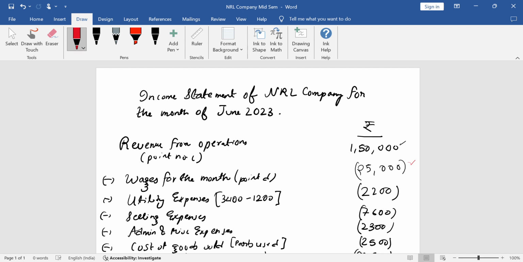Then we have utility expenses amounting to rupees 3,400, which has been paid, but out of which only 2,200 is relevant for June. Why? The logic behind this is that the 1,200 was related to May, the previous month, whereas we are trying to calculate the net profit for June. So we reduce it from 3,400: 3,400 minus 1,200, which comes to 2,200.